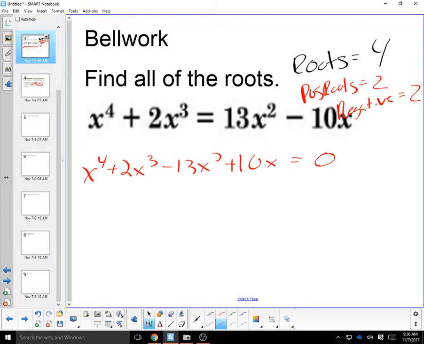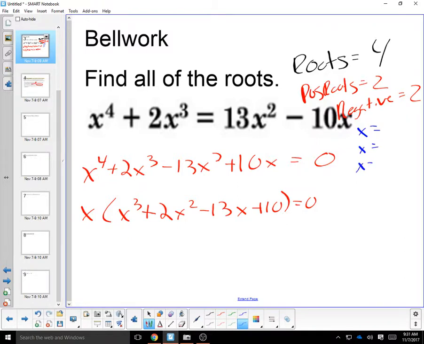One's really easy. Notice that they all have x in common, don't they? I'm going to factor out x. That's going to give me x to the 3rd plus 2x to the 2nd minus 13x plus 10 equal to 0. I'm going to make a note over here: 1, 2, 3, 4. I already know one of them is 0. How do I know one of them is already 0? Because of this x right here.